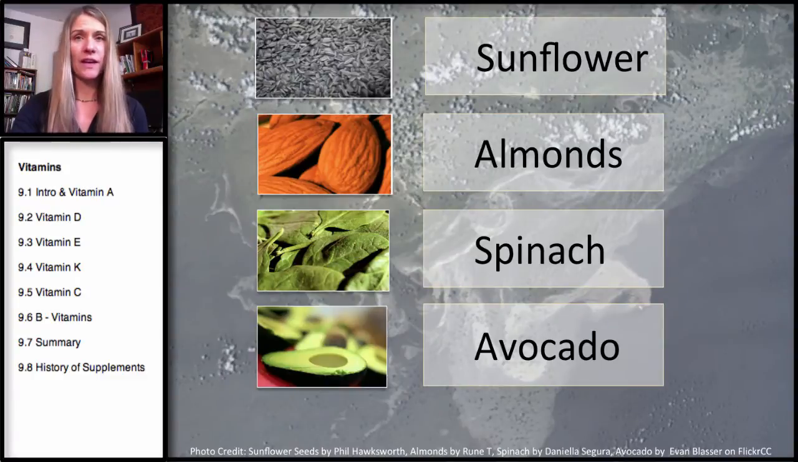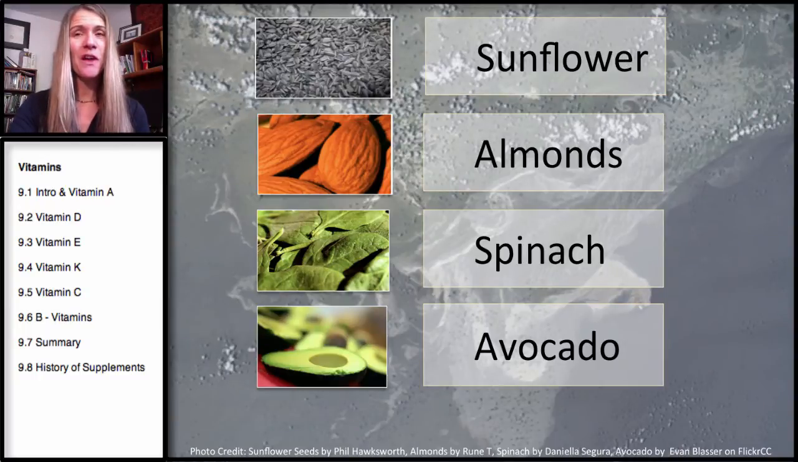So where do you find vitamin E? Well, there are a lot of sources, but we tend to think about vitamin E as coming from sunflower seeds, almonds, and they can be in other seeds and nuts as well, just not in as high of a source, spinach, and then avocado. And I want to point out, aside from the spinach, you can see the avocado, almonds, and sunflowers, they have a lot of fat in them.